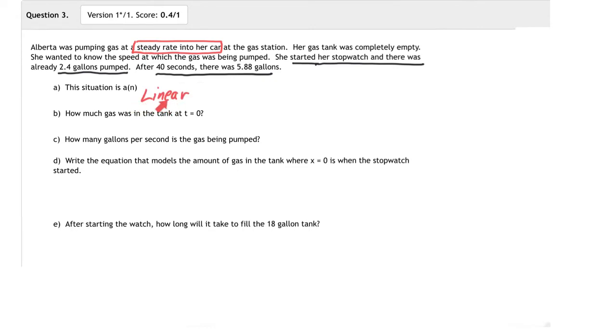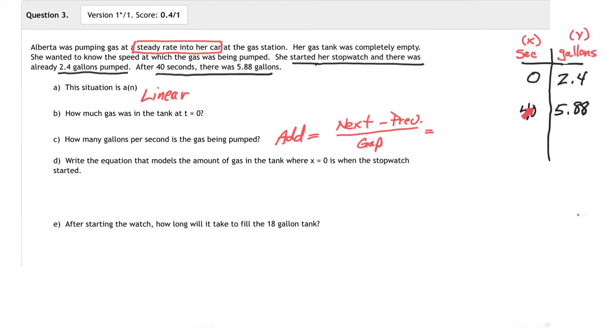Then when it's linear, that means you have to figure out what it's adding by each time. So we want to figure out how fast the gas is being pumped per second. In order to do that, we need to use this formula right here. It says for adding, you're going to do the next term minus the previous term and then divide by the gap. To do that, you first take your data that's given to you. Starting her stopwatch means you're at time 0 and there's 2.4 gallons in the tank. Then we also recognize 40 and 5.88 gallons. So we take it over here and put it into a table first.